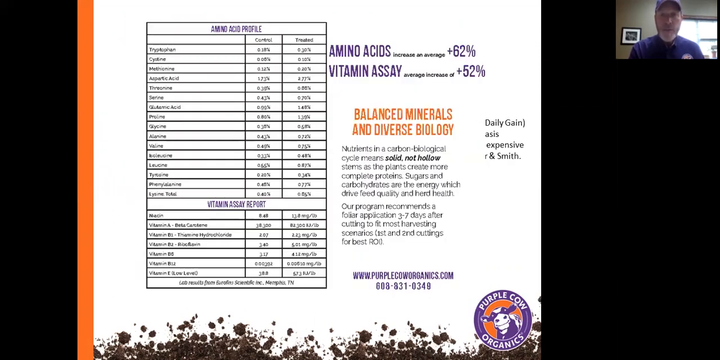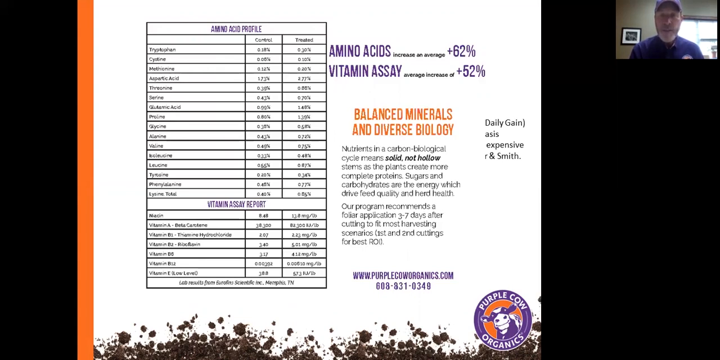We did this on again, demonstrating here. The whole idea is not to necessarily show all the details of the increases that we saw in amino acids and vitamins, but again, to show that by supporting and really trying to get nutrients in that carbon biological cycle, we're able to drive the nutrient benefit demands.